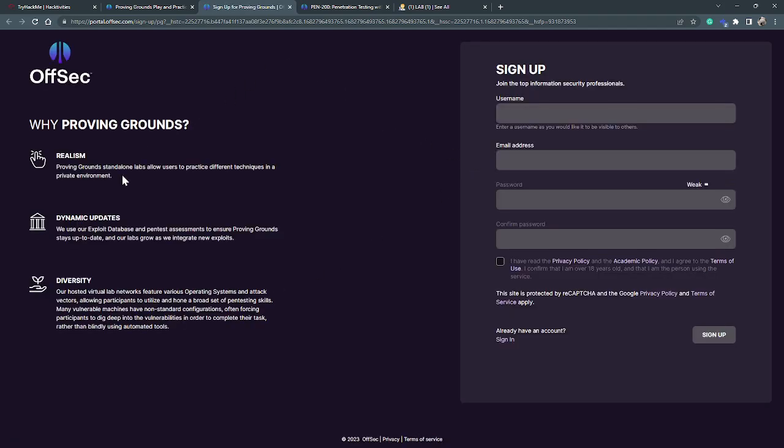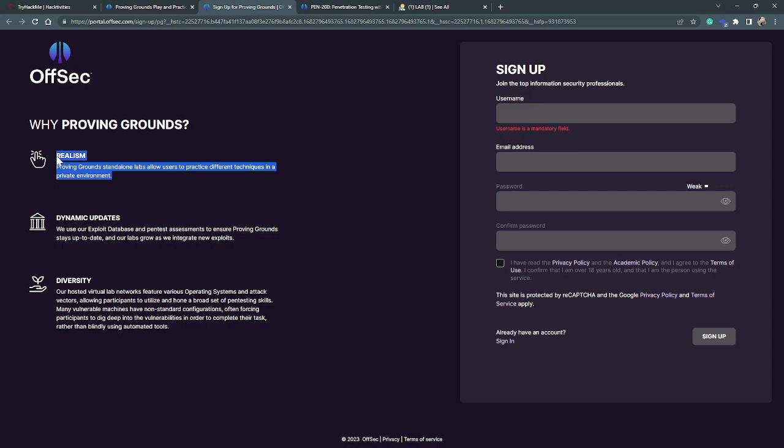It's going to be because, boom, right here. It says realism, but it is made from Offsec. They're going to be the most OSCP-like machines, and they are going to basically be the closest thing you can get to the exam without doing the labs.